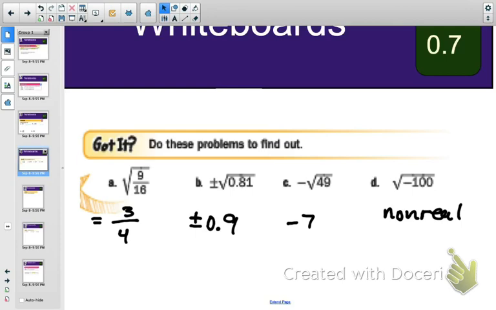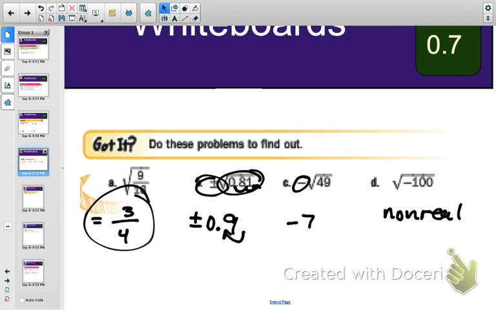Welcome back, friends. So on this one, the first one, I just did square root of 9, which is 3, over square root of 16, which is 4, so it just comes out to 3/4. This one, you move your decimal twice to the right, it becomes 81. So square root of 81 is 9, so because we move it twice on the inside of the square root, you have to move it once on the outside, so it goes from 9 to 0.9, and it keeps the plus or minus there. This one is negative 7, because we keep the negative, and again, you can't square root a negative number, so it's non-real on that one.